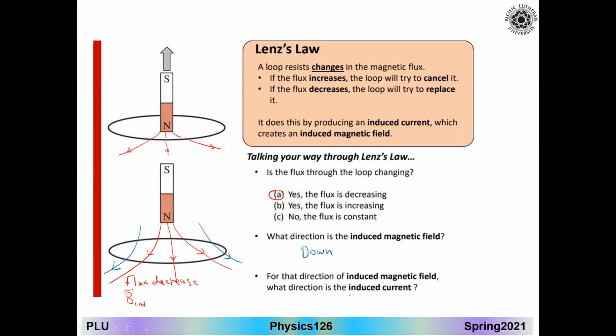So based on the down direction, the magnetic field will point this way, and using the right hand rule you can double check the direction of the current. So here it will be clockwise.